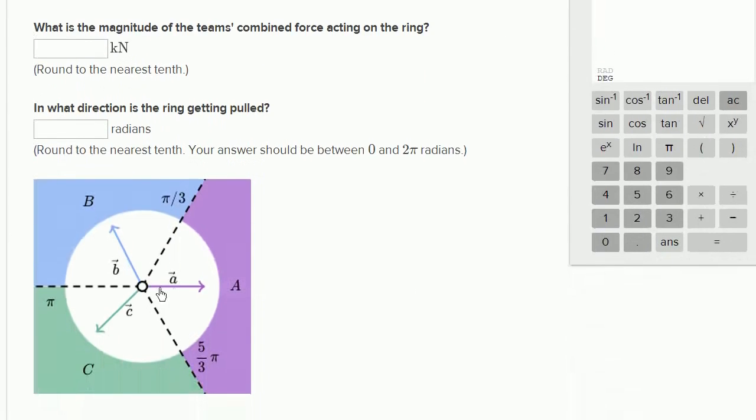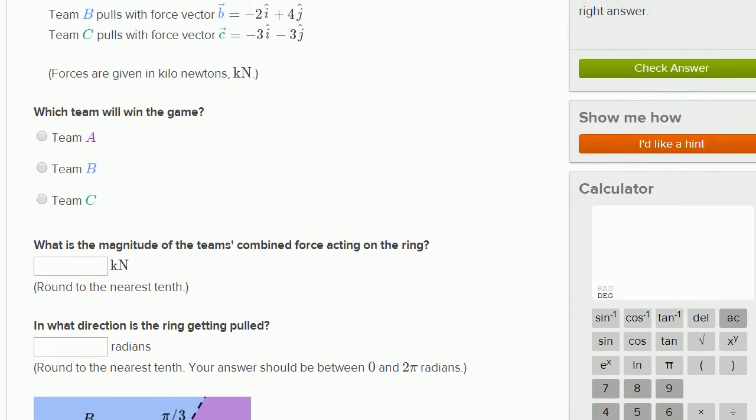So we see that over here, Team A is pulling on the ring in that direction. Team B is pulling on the ring in that direction. Team C is pulling on the ring in that direction. They're each trying to get the ring into their respective areas. It's a three-way tug of war.